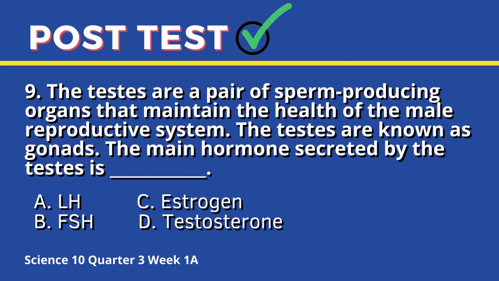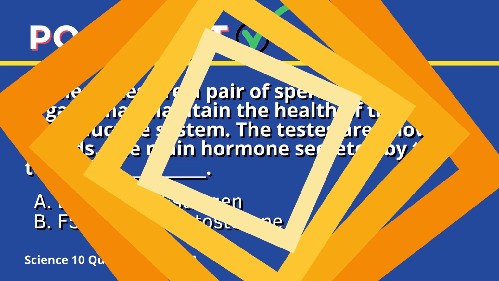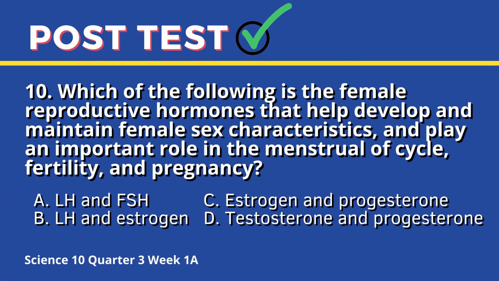9. The testes are a pair of sperm-producing organs that maintain the health of the male reproductive system. The testes are known as gonads. The main hormone secreted by the testes is blank. A. LH. B. FSH. C. Estrogen. D. Testosterone.